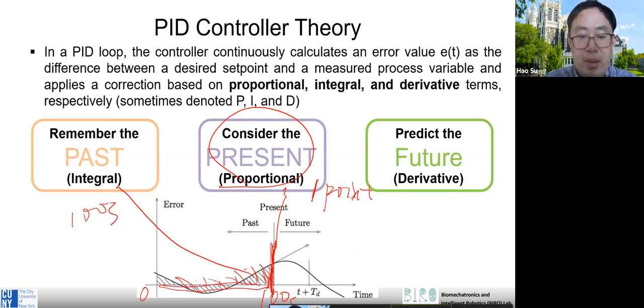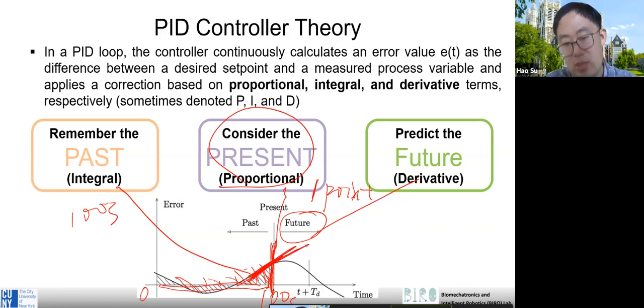And if you want to look at the future term, based on the current slope, you can also predict the future. Very likely, maybe it'll go this way. So based on the slope, you can also predict the future.